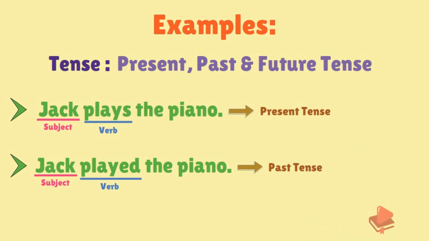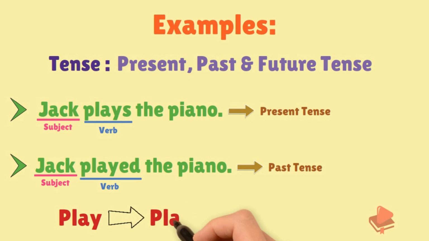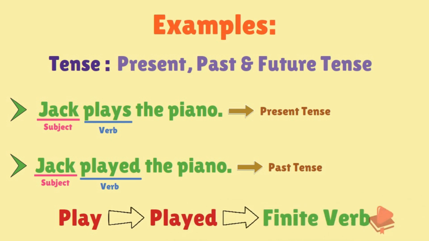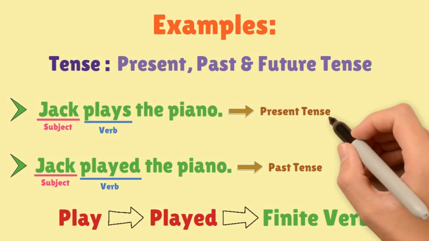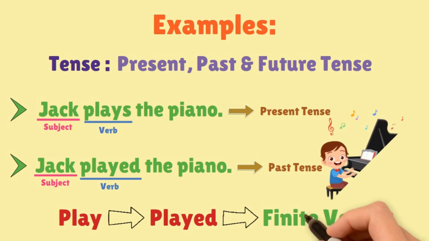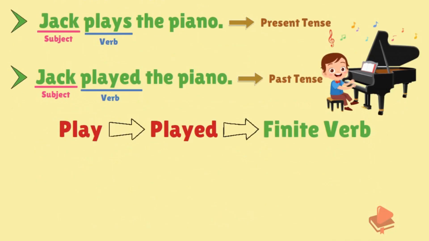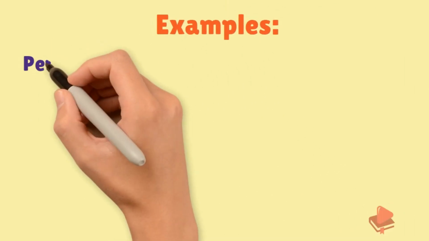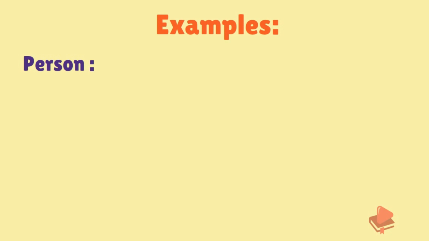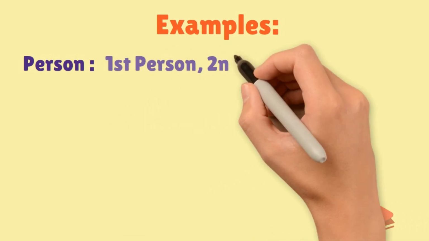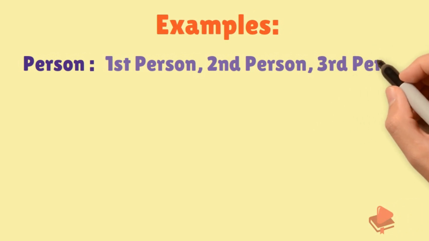Here, the verb is played. We can see that the verb play has changed to played according to the tense. So, it is a finite verb. So that was an example with the tense. Now you saw finite verb is changing according to the tense. Now let's see how finite verb changes as per the person. That is first person, second person or third person.